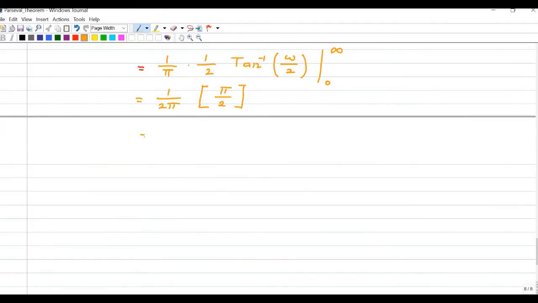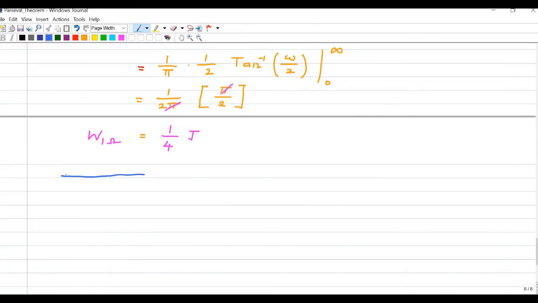So if you cancel that pi in the numerator and pi in the denominator, you will get 1 over 4 joules. This is the energy, total energy in the entire frequency band from minus infinity to plus infinity hertz. In the question, they have given a certain band.